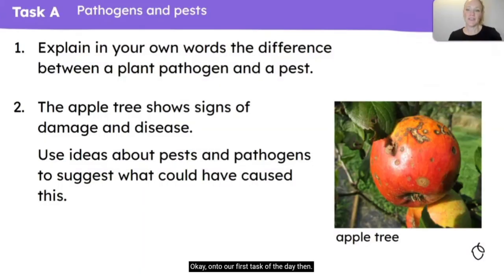Okay, on to our first task of the day then. You can record your answers on your worksheet, so please do get that out now. Number 1, explain in your own words the difference between a plant pathogen and a pest. Number 2, the apple tree shows signs of damage and disease. Use ideas about pests and pathogens to suggest what could have caused this. I'll give you a moment to think about it, but if you need more time, please pause the video.